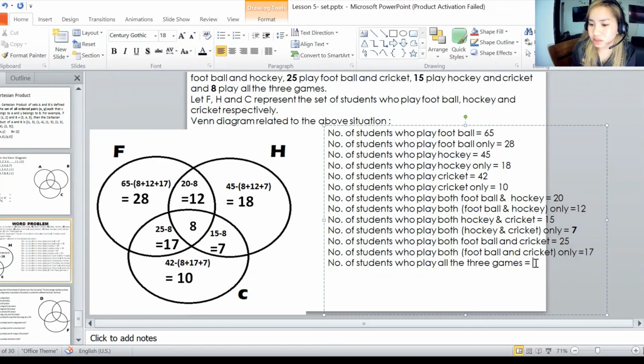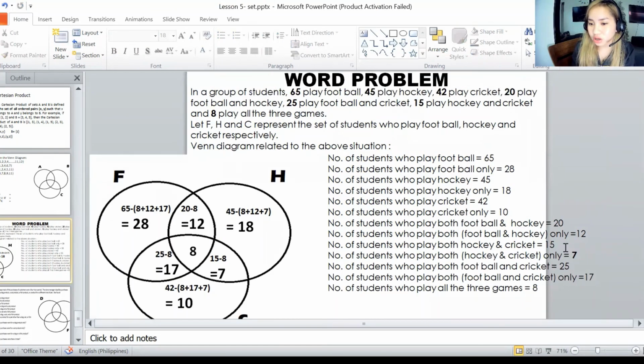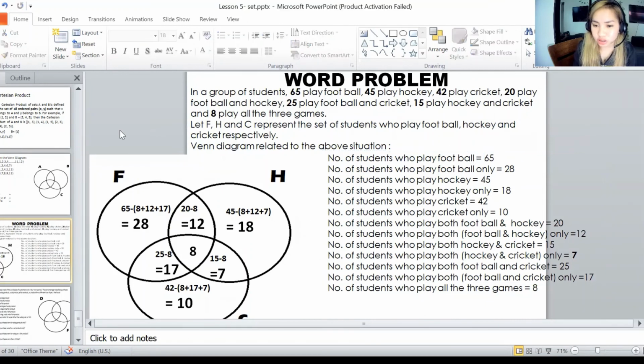Dito naman po sa last, number of students who play all the 3 games. Ayan. So, ito po siya. Yung mga estudyante na naglalaro ng lahat ng games or ng 3 games. We have 8. So, ayan po yung application ng set and Venn diagram, yung may computation. So, again, i-review nyo lang po to and lagi nyo pong uunahin yun sa last given para mas madaling ma-compute lahat ng hinahanap dito or pinapahanap ng professor nyo.